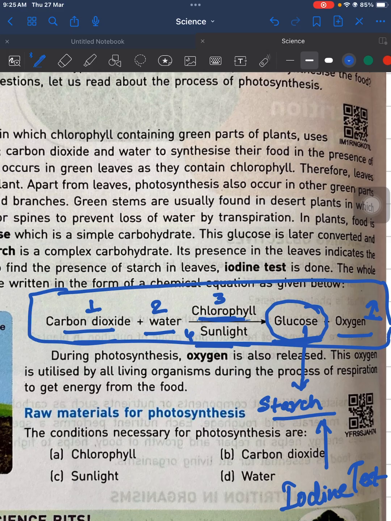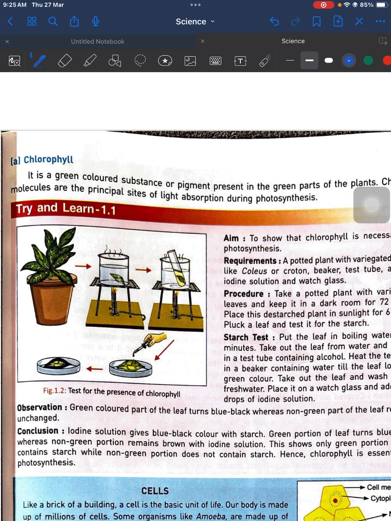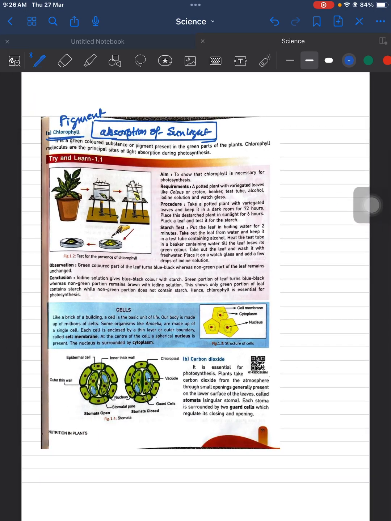So let us understand each of these 4 components in detail. First is chlorophyll. So what is the role of chlorophyll? Chlorophyll helps in absorption of the sunlight by the plant. It is a pigment, and that pigment absorbs the sunlight, and that energy of the sunlight is later on used for photosynthesis. Okay, this experiment we will study later on.